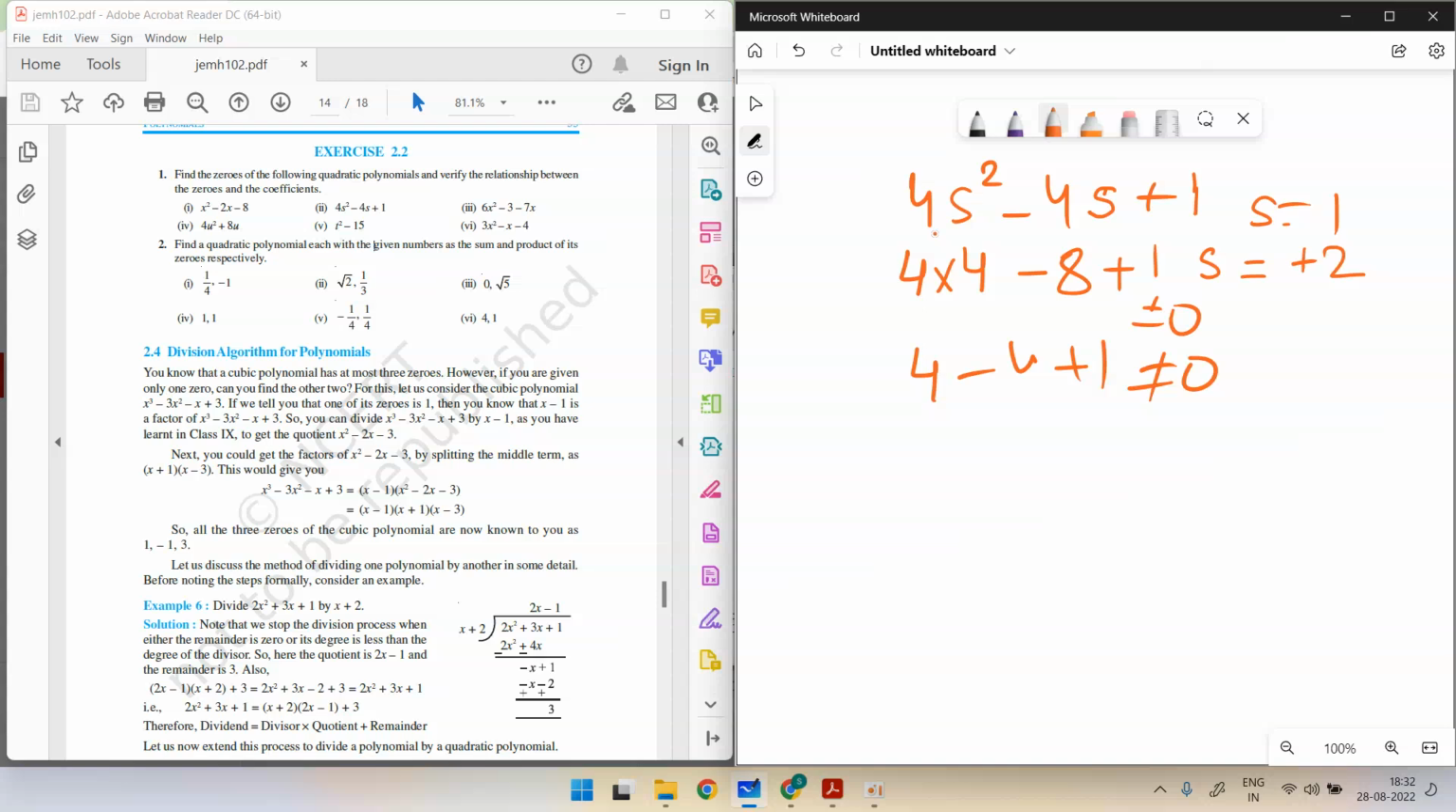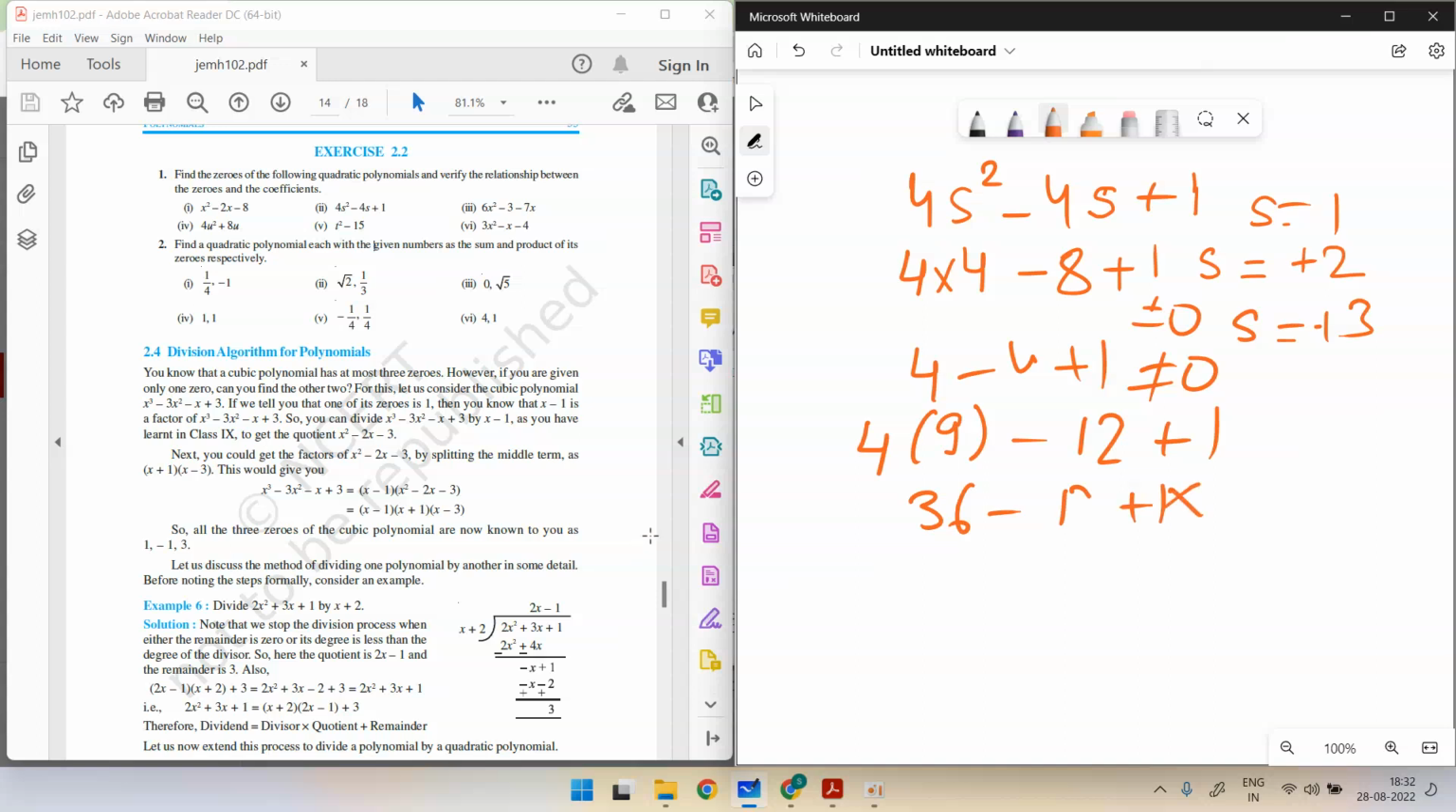If you take minus 2, the sign will become plus and this expression will never become 0. So next is s equal to plus 3. See, 3 square is 9, 4 into 3 is 12, plus 1: 9 into 4 is 36 minus 12 plus 1, nothing. You are still getting nothing.